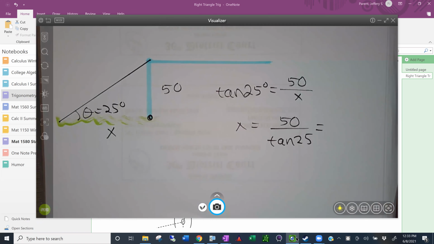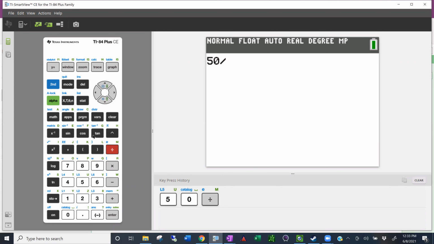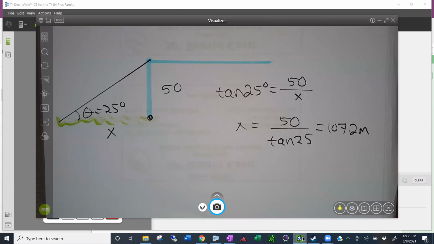The only thing you have to take care of in calculating that is that your calculator is actually in degree mode. If it is, great. If not, put it in degree mode, and then we'll calculate that. So I want 50 divided by tangent of 25. Beautiful, so 107.2 meters. Nice.